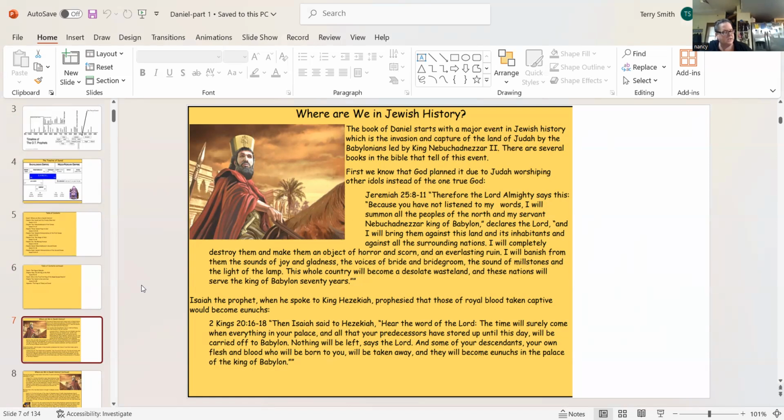2 Kings 20:16-18. Then Isaiah said to Hezekiah, hear the word of the Lord: The time will surely come when everything in your palace and all that your predecessors have stored up until this day will be carried off to Babylon. Nothing will be left, says the Lord. And some of your descendants, your own flesh and blood, who will be born to you, will be taken away, and they will become eunuchs in the palace of the king of Babylon.